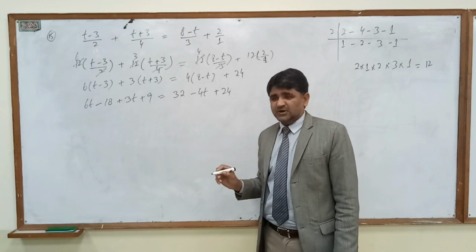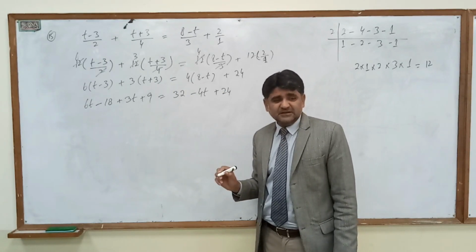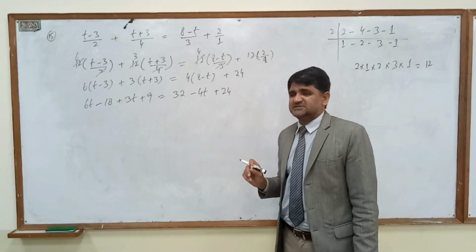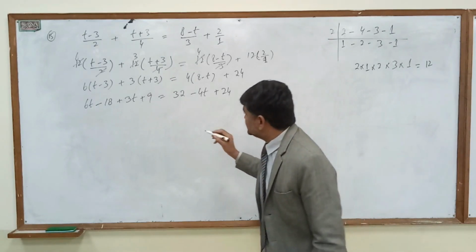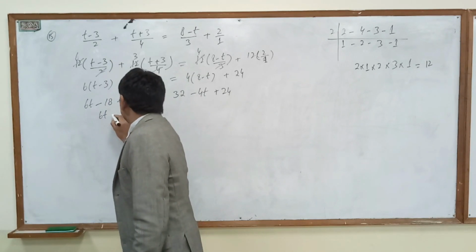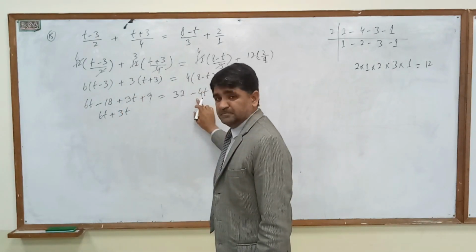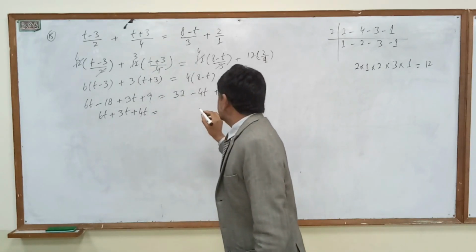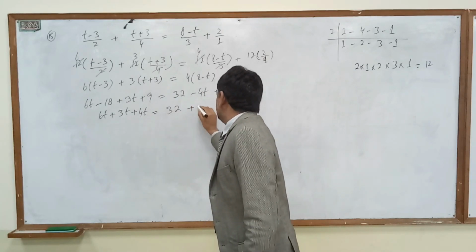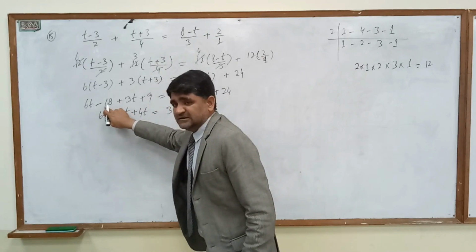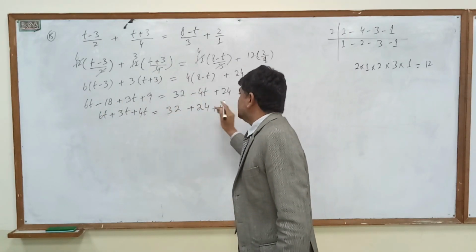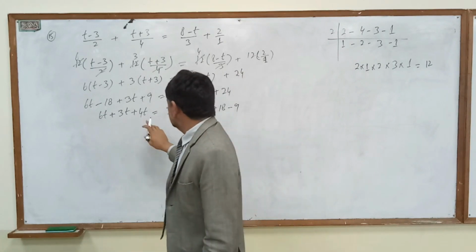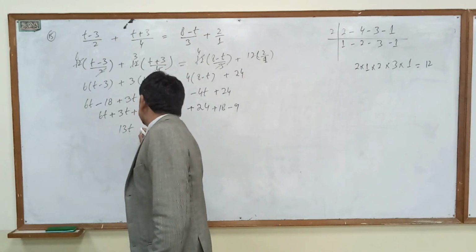First degree equation. Yes. How to solve? Shift the variable to one side and the constant to the other side. What is the variable here? T. T is the variable. All the expressions having t will be shifted to the left side and constants will be shifted to the right side. 6t plus 3t. Here is minus 4t. It will be shifted to the left side, then it will be positive, plus 4t, is equal to 32 plus 24. What's left? Minus 18. It will be plus 18, minus 9 here will be minus 9. Simplify it. So it will be 13t.